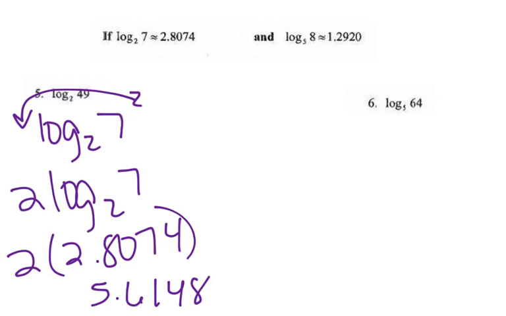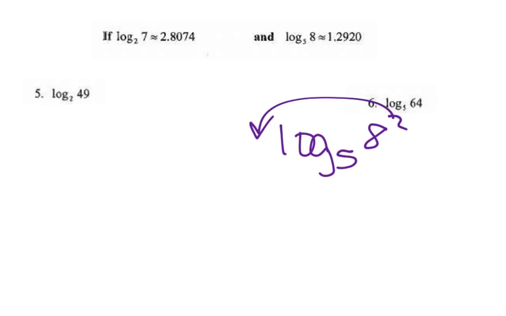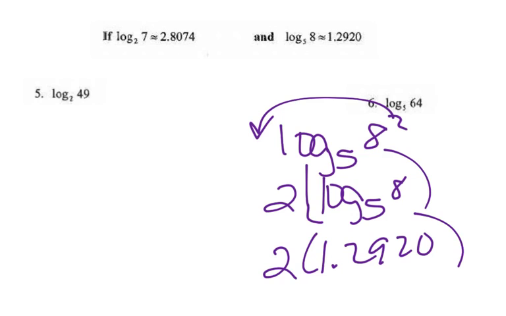Another way you could have looked at that was log base 2 of 7 plus log base 2 of 7, because 7 times 7 is 49. You'd end up with the same answer either way. So log base 5 of 64 is like saying log base 5 of 8 squared. Move your squared, so 2 times log base 5 of 8. So 2 times 1.2920, and so 2.584.